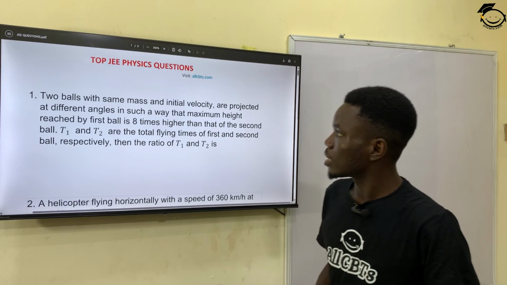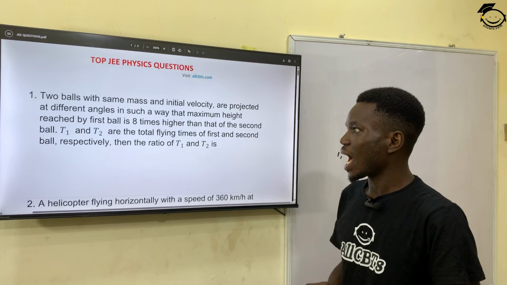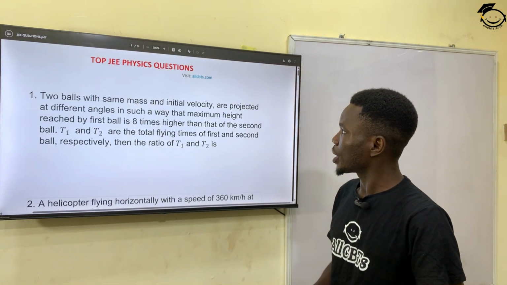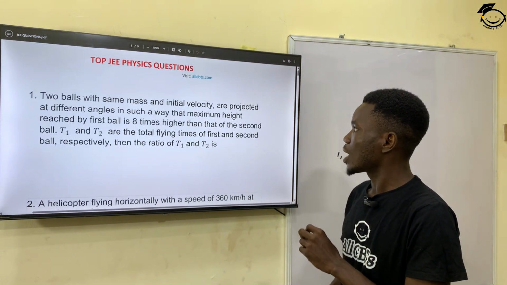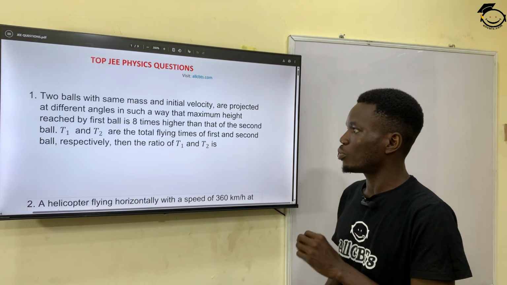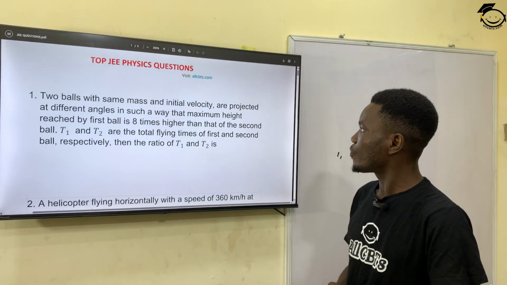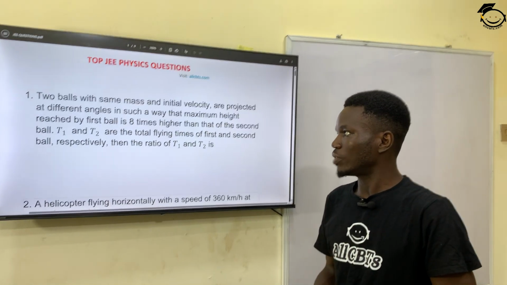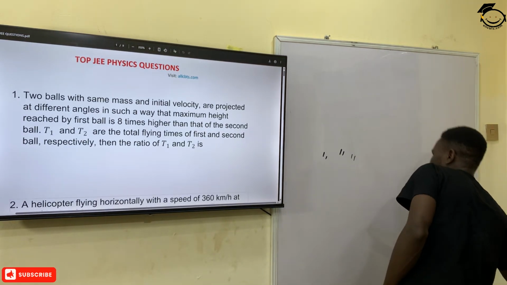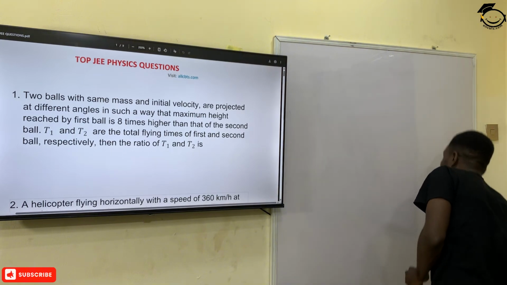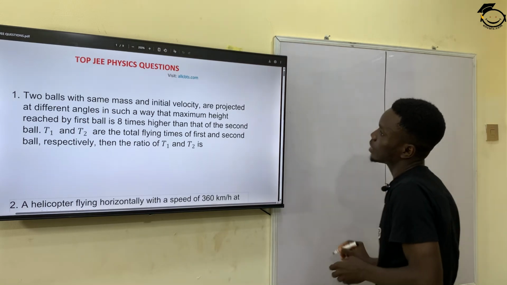Question number 1 says, two balls with the same mass and initial velocity are projected at different angles in such a way that the maximum height reached by the first ball is 8 times higher than that of the second ball. T1 and T2 are the total flying times of the first and second ball respectively. Then the ratio of T1 and T2 is... So in this question we are asked to find the ratio of the time of flight of the first ball to that of the second ball.